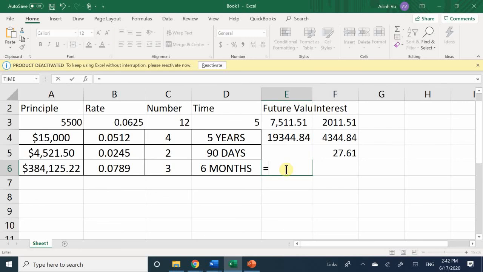So what's my principal? 3,384.22, times, parentheses, 1 plus, parentheses, 0.07989 divided by 3, double parentheses, caret, parentheses, 3 times 0.5. Good job.